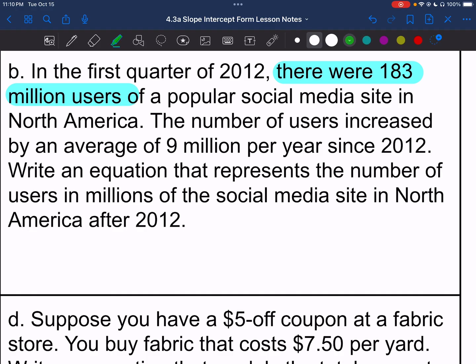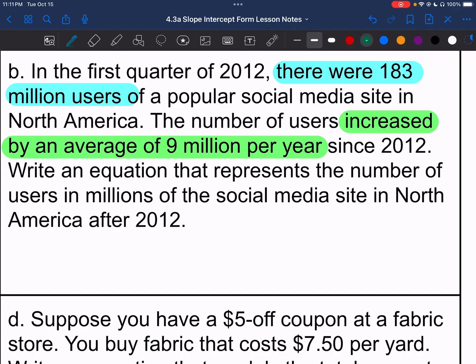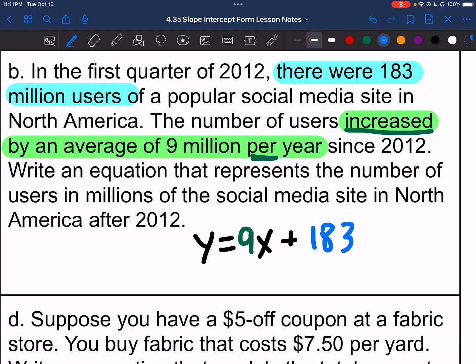And then what am I changing? What is my rate of change? Well, I'm looking for keywords, and increased is going to be a keyword. And we're going to just go ahead and underline that. Increased or decreased, they're telling us we have a change. And then there's that word per again that's telling us we have a rate. So now we have our rate, we have our starting value. So y is equal to our rate, 9 million per year, times number of years, plus our starting value of 183 million. And again, the million is included in the units, so we don't need to include that in our equation.